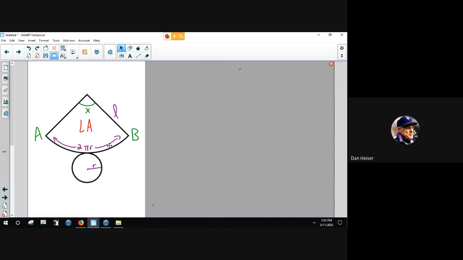As this, again, will fold around the circle, this arc A to B will go completely around the circle. So this circle's circumference is equal to this distance. And then here's our slanted height, L. For the cone, it's also the radius of this circle. So we got a lot going on here. We're going to come up with a formula to find surface area.